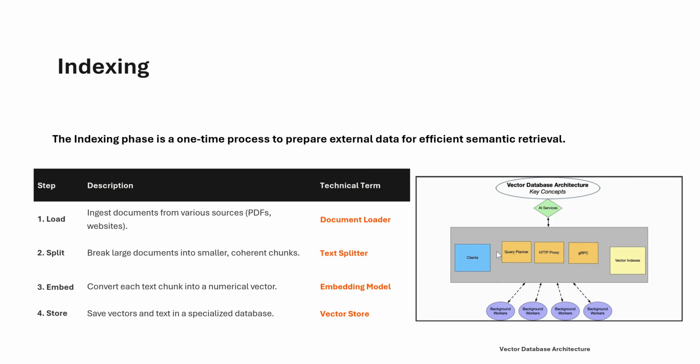Then the split will happen, and it will split that PDF into small chunks. After that, embedding will work. Embedding will convert each text chunk into numerical vectors, and then save the vectors and text into a specialized database called the vector store. After that, whenever the user gives any prompt, based on the vectors, my RAG system will work. So this is the flow of how the vector database helps in the RAG system.